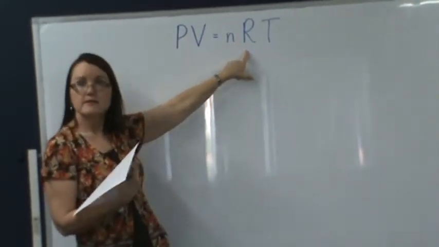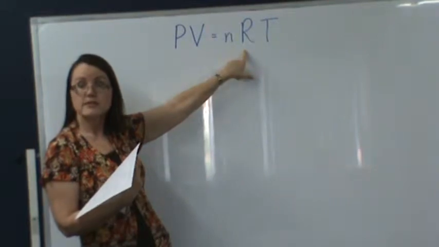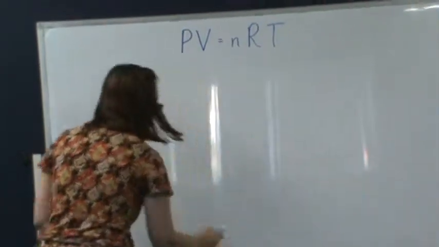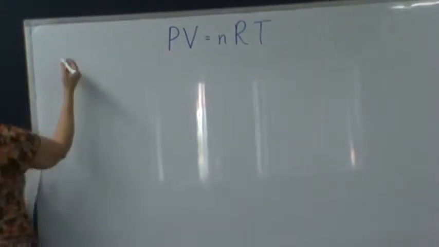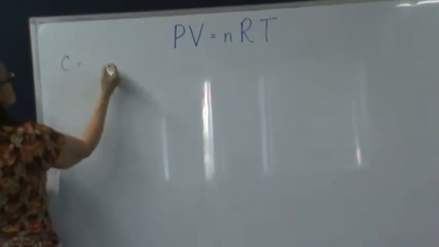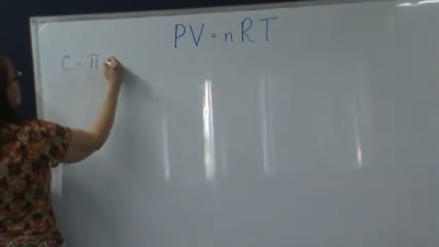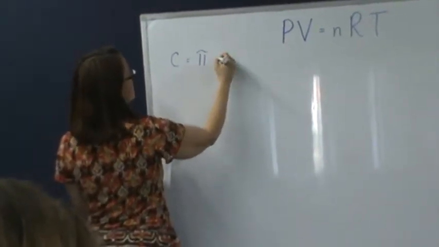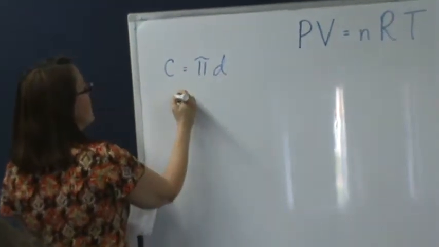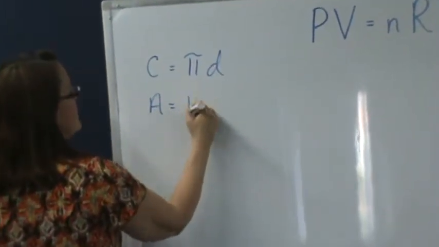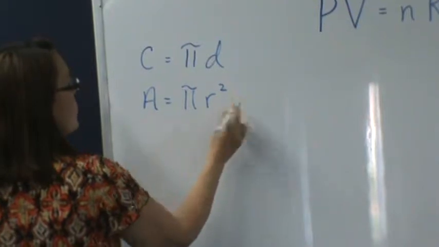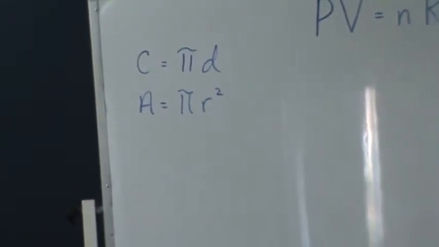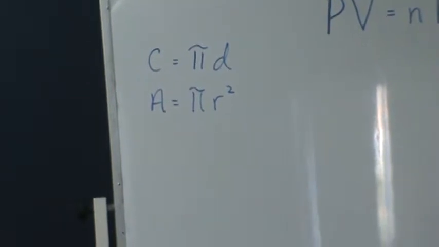R is a constant, okay? Just like we're going to be using this idea in the lab, just like the circumference of a circle is pi times 2r. I'll actually prefer to do it pi d. And then the area is pi r squared. Pi has a symbol, but it is a number. It is a constant. It's a relationship that never changes.